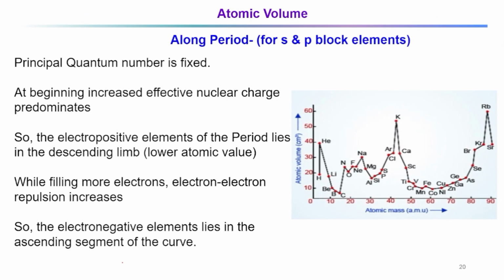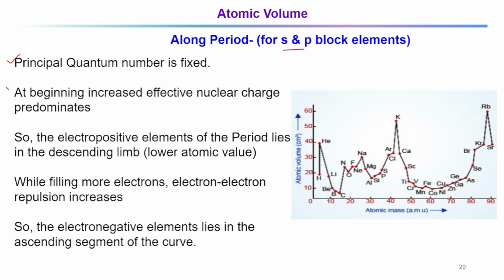Now let's see the atomic volume along a period. First we will see it for S and P block elements. This is just for S and P block elements we are observing now. So what happens along the period? If we go from left to right, the principal quantum number is fixed, because in the same period we have the same number of shells in all the elements, right? So the principal quantum number is fixed even if we go from left to right.